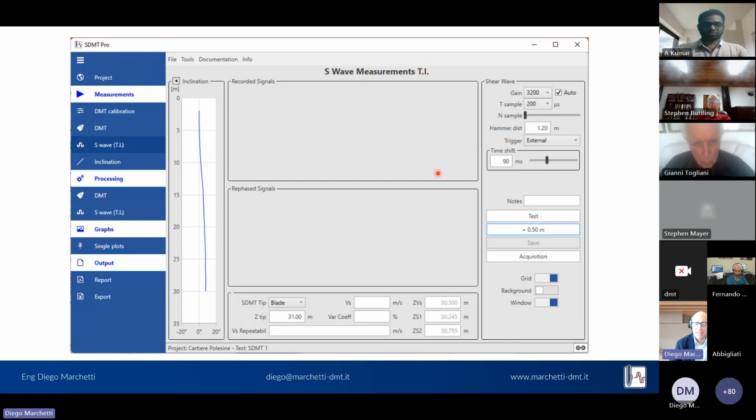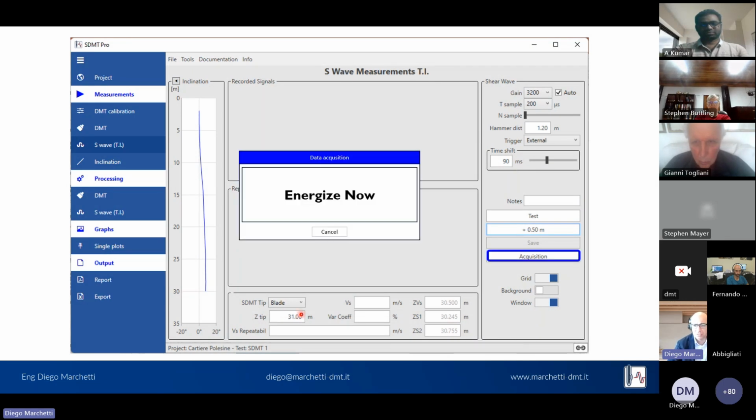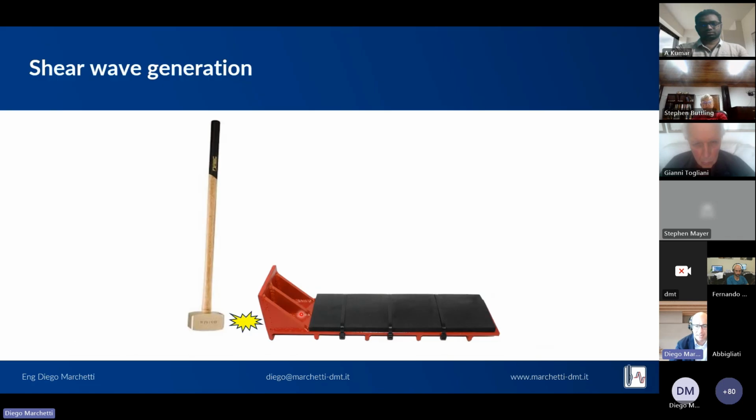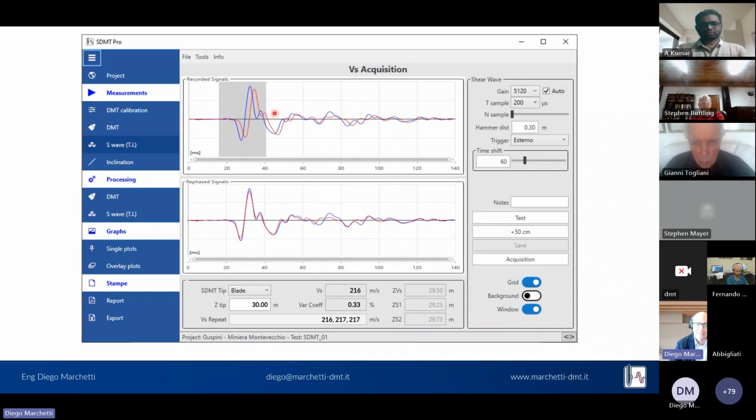This is the interface for measuring the S-wave true interval wave velocity. For example, we are at 31 meters. We click on acquisition. We are asked to energize now. We have to generate the wave hitting horizontally with the hammer the shear beam. After a few seconds, the recorded wave will appear on the screen, showing an initial silence for allowing the wave to arrive at depth, then the main shear wave, and then the tail of the wave.